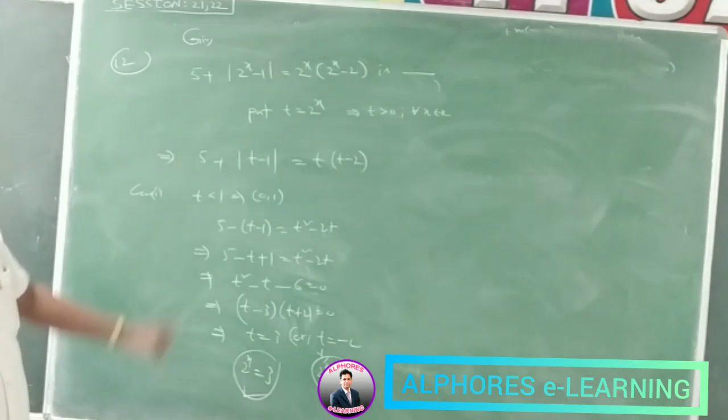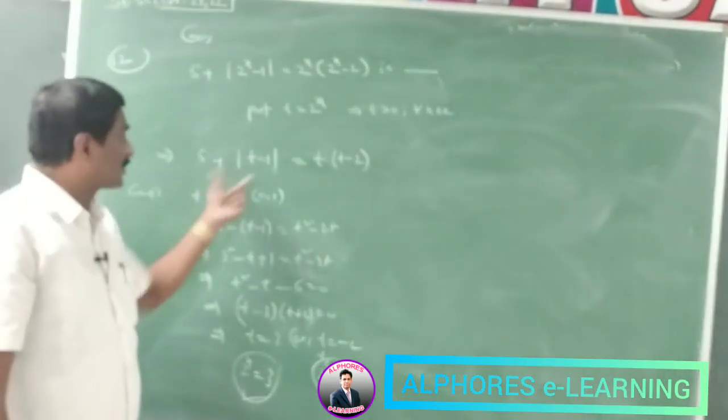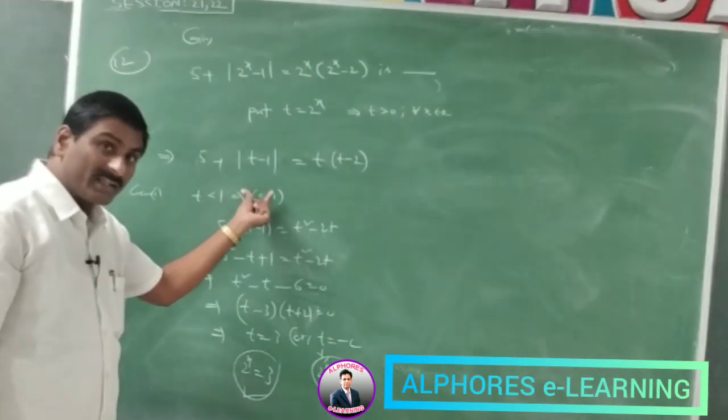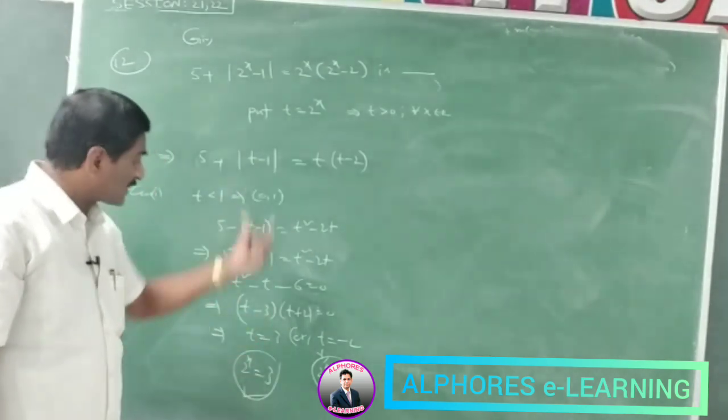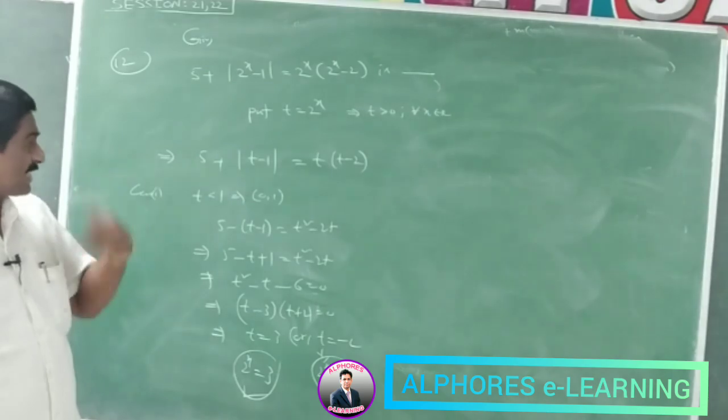Here in case 1 we take t less than 1. That means t value lies in the interval 0 to 1, since t is greater than 0. So the common solution of these values is no solution. Here t is equal to 3, which is more than 1. So no solution.